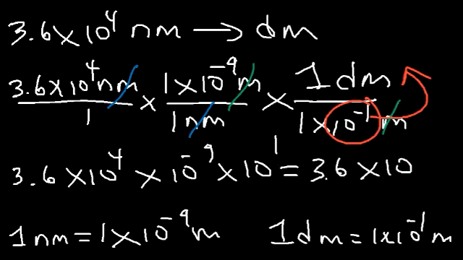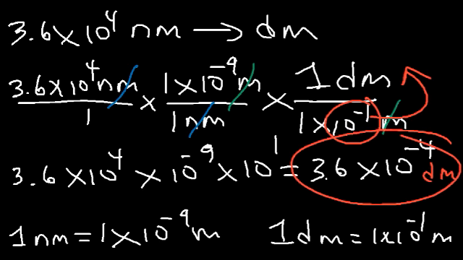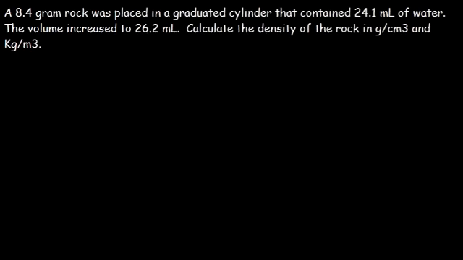So 4 plus negative 9 is negative 5. Negative 5 plus 1 is negative 4. So our final answer is 3.6 times 10 to the negative 4 decimeters. Notice that we don't need to change this number because 3.6 is between 1 and 10, so it's already in proper scientific notation form.